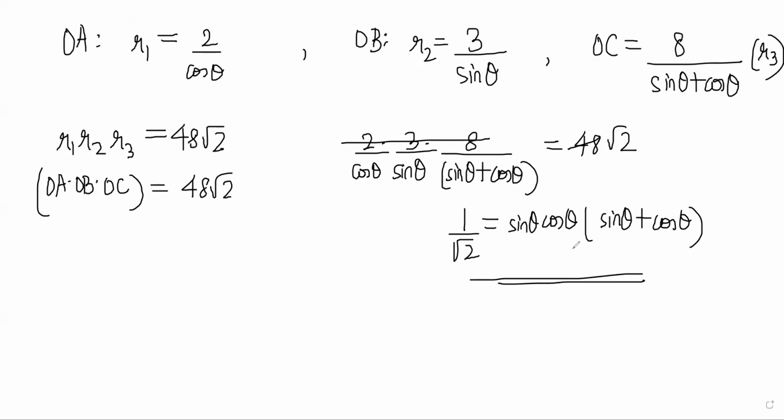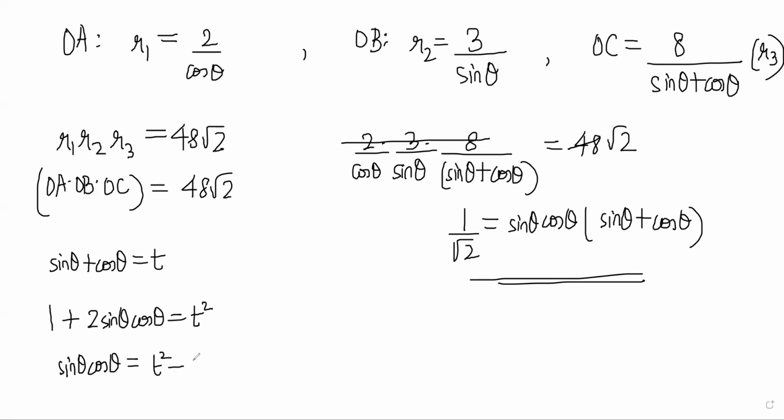The way to solve this trigonometric equation will be using a substitution: sin theta plus cos theta is equal to t, because if you square it, you will get 1 plus 2 sin theta cos theta is equal to t square, and therefore sin theta cos theta can be written as (t square minus 1) by 2, right? So this equation becomes 1 by root 2 is equal to (t square minus 1) by 2 times t, right?